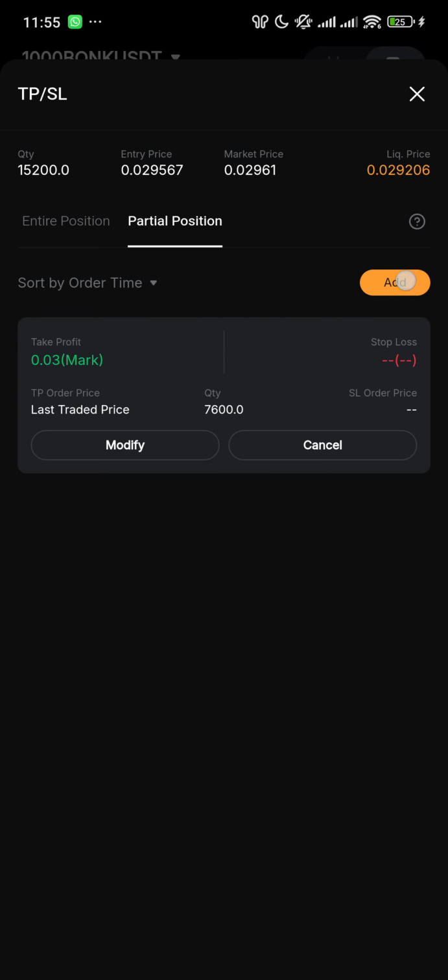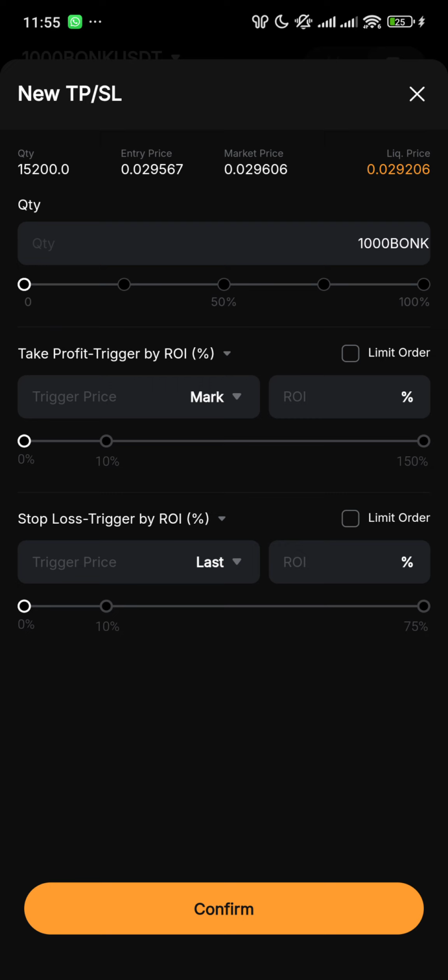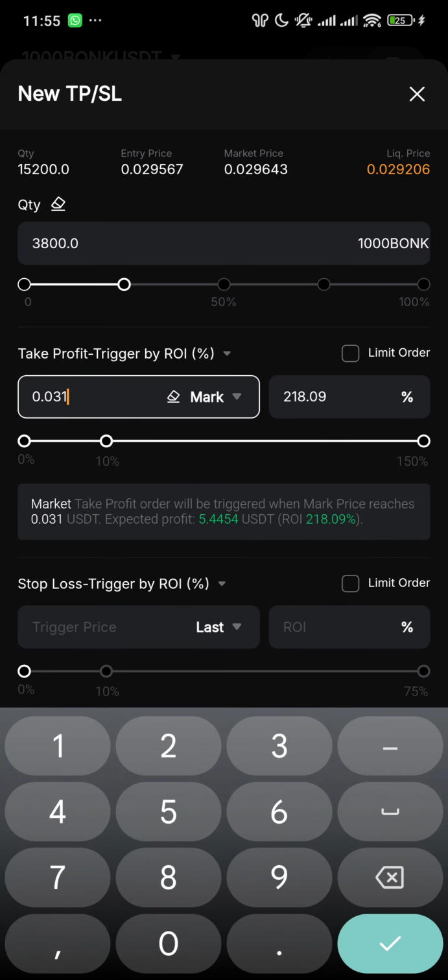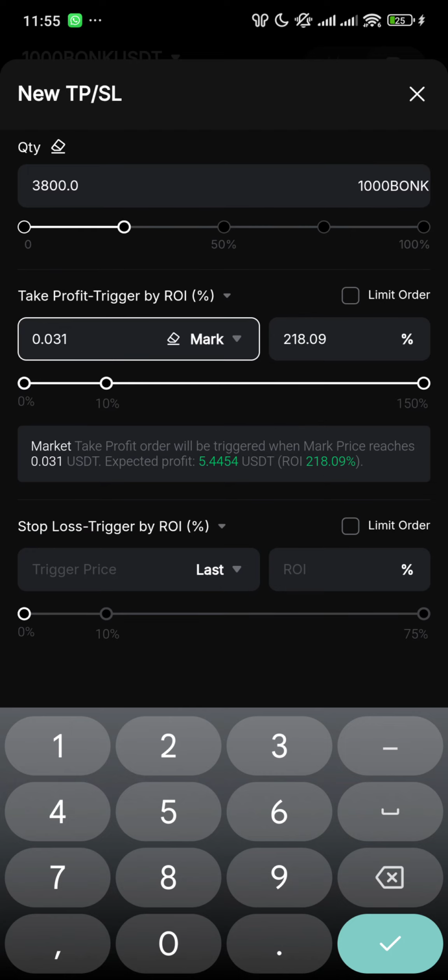So now you're not left with 7,600. Remember, the whole quantity is 15,200, and we've taken 7,600. We've set that as our first take profits. Now for the second take profits, we want to go with 25%, which is half of that 7,600. So half of it, so you put your price at 0.031. So this will be $5. Remember, the first one was around 3 point something dollar, so this is 3 point something dollar. So the total of these two now is around $9. You are taking off from this trade now at this price point.